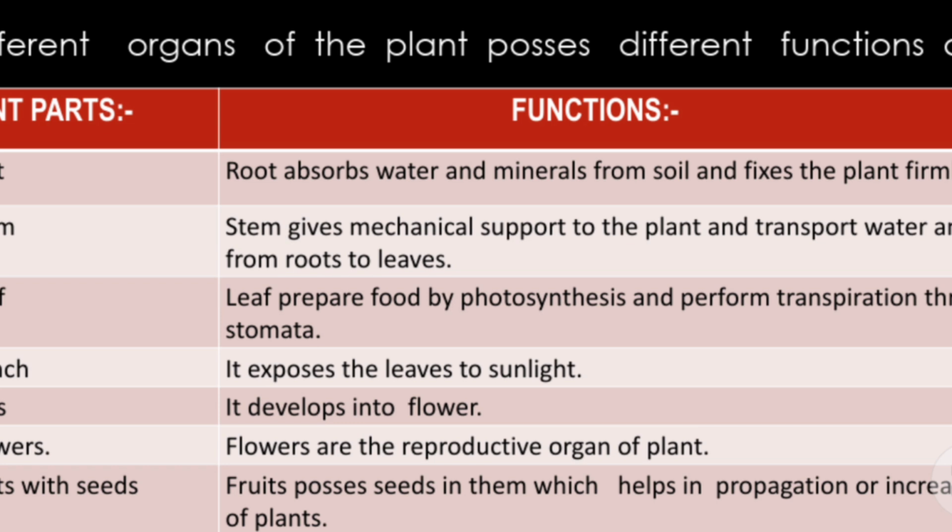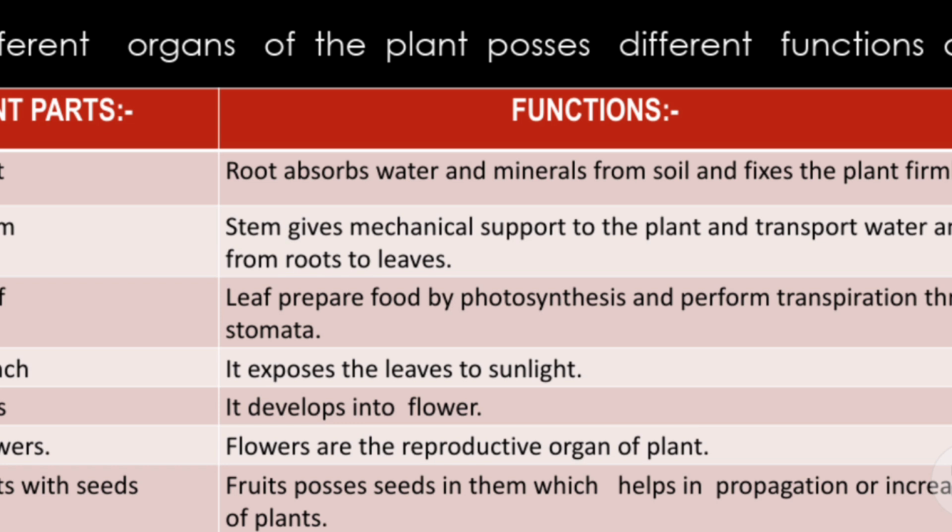Next plant part is buds. Buds develop into flowers. Next plant part is flowers. Here, flowers are the reproductive organ of the plant. That is, after fertilization, flowers fall off, and in place of the flower, a fruit arises, which bears seeds, and from seeds, a new plant originates. So in this way, flowers give rise to a new plant.